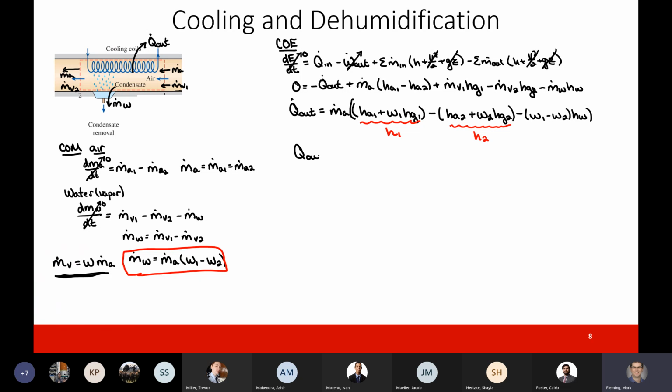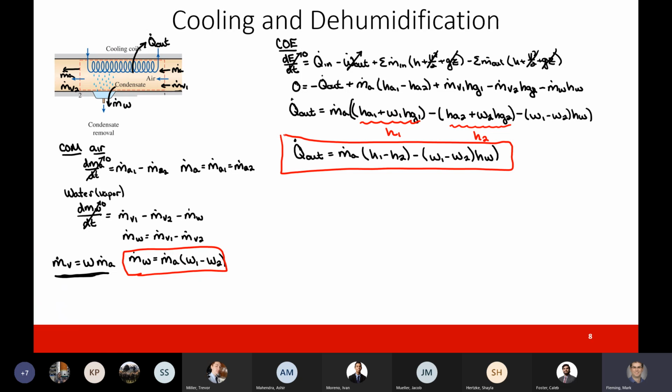And so what we get is the heat transfer rate out. This is going to equal the mass flow rate of dry air times the enthalpy of 1 minus the enthalpy of 2, and then minus, in parentheses, the humidity ratio of 1 minus the humidity ratio of 2 times the enthalpy of the water. Then we'll add a parenthesis. This will be the form that we will want to use, and we'll see this in the example problem. This is the solution that we want.